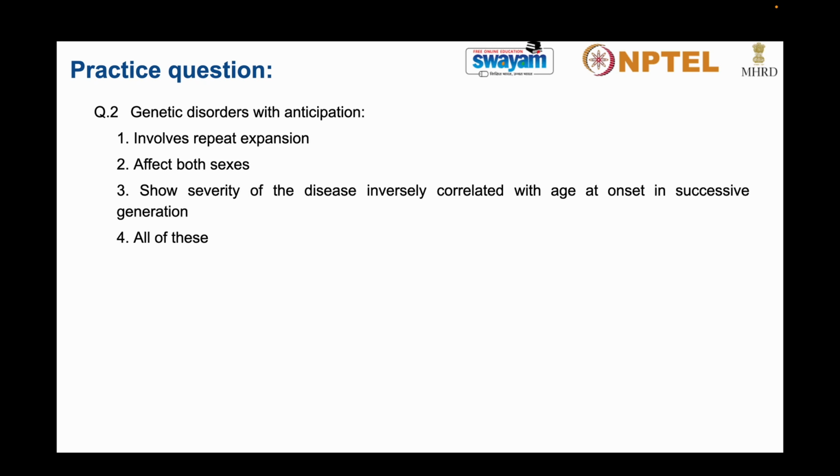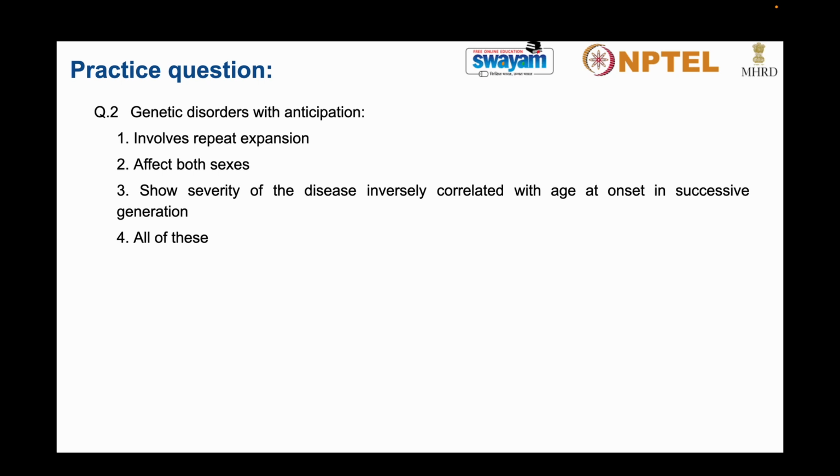So what do you think when we talk about genetic disorders with anticipation? What does it involve? I'll give you the example of Huntington's disease, which we have previously discussed. We saw how a particular trinucleotide repeat, beyond a particular range or number, expands and then causes the disease. You can answer in the chat. A few of the students have answered option 4. What about the rest?